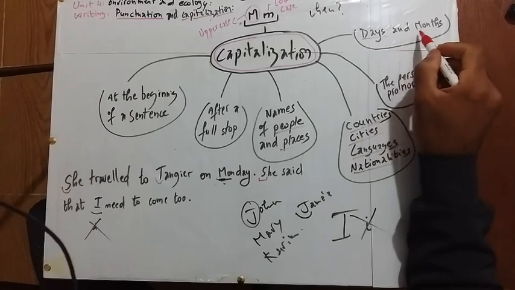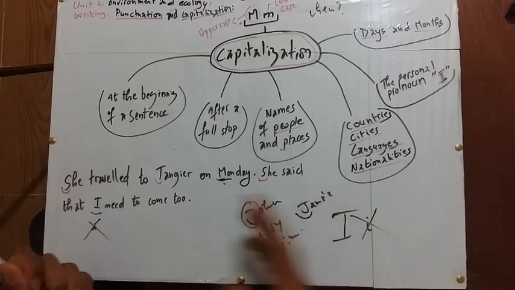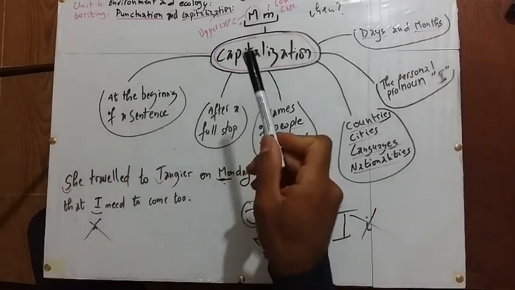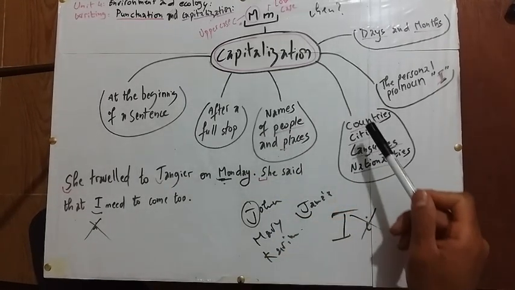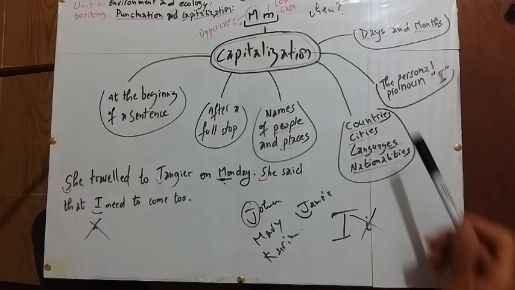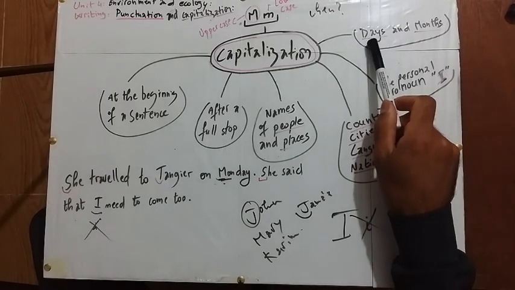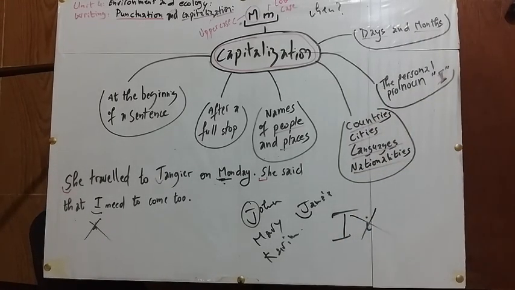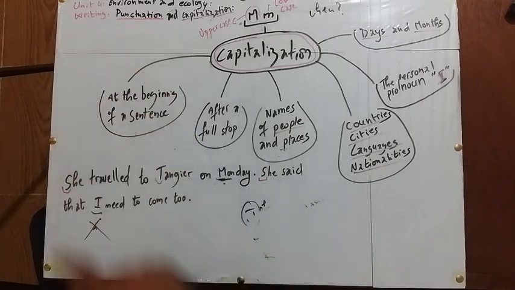So for capitalization, whenever you want to write, you have to follow these rules. When you start a sentence, use a capitalized letter; after a full stop, a capitalized letter; names of people and places too, countries, cities, languages, and nationalities; the personal pronoun I, as in I need to come too; and days and months too. So I hope that everything is clear for you, so that when you start writing your texts, you follow correct punctuation and also correct capitalization.